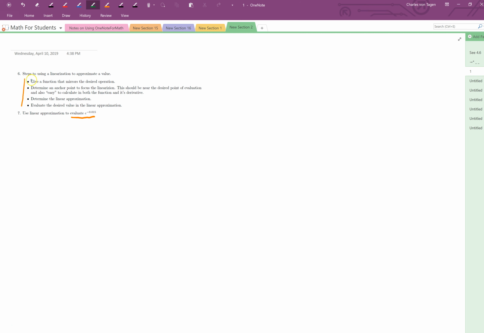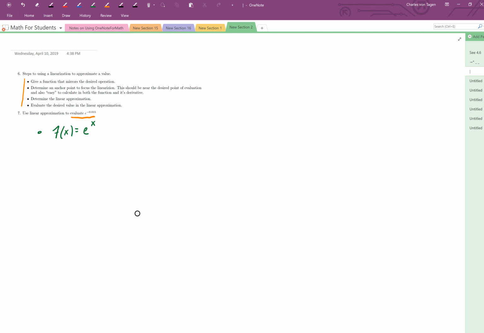So step one in this bullet point said to give a function that mirrors the desired operation. So what function will look like the operation that I'm trying to do here, which is evaluate e to this particular power? The function that I want to pick is f of x equals e to the x. Okay?